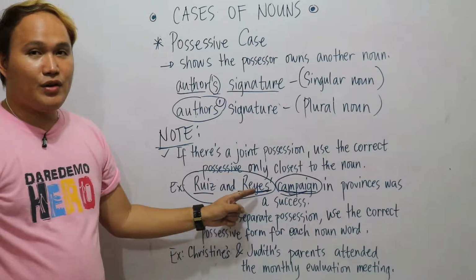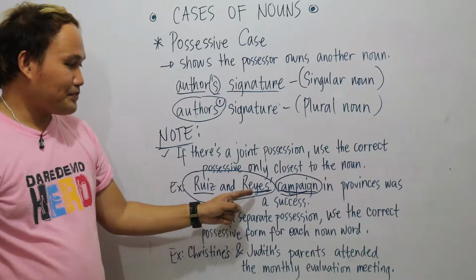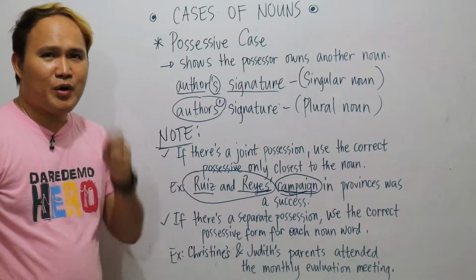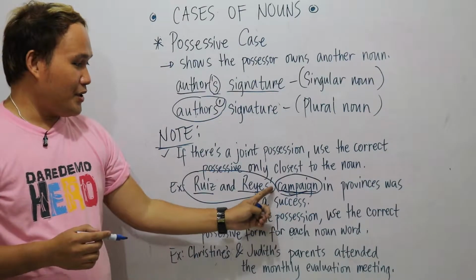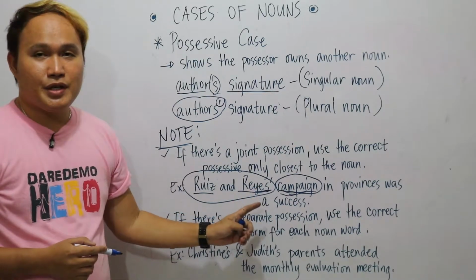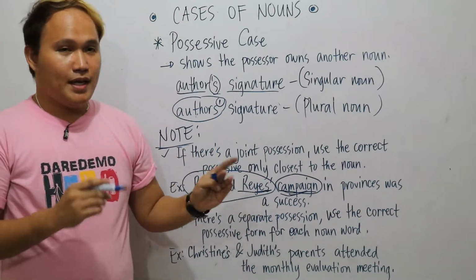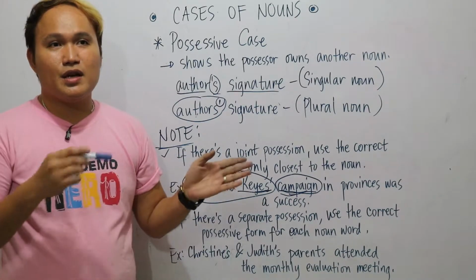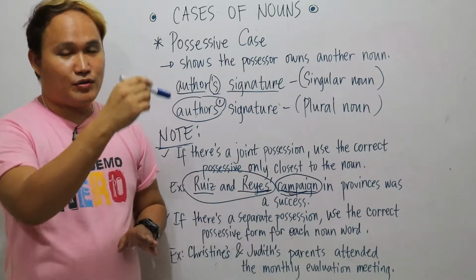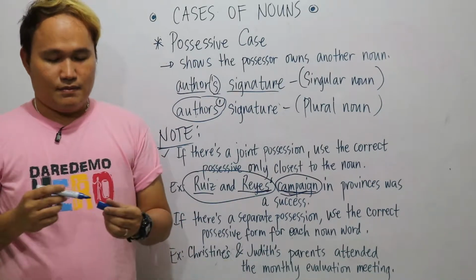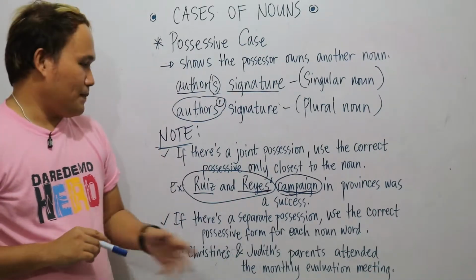The closest possessor here is Reyes. You might be wondering why we don't put another S at the end. As I said earlier, if a proper noun or a plural noun ends in S, you don't need to put another S, just an apostrophe after the letter S to show ownership or possession.